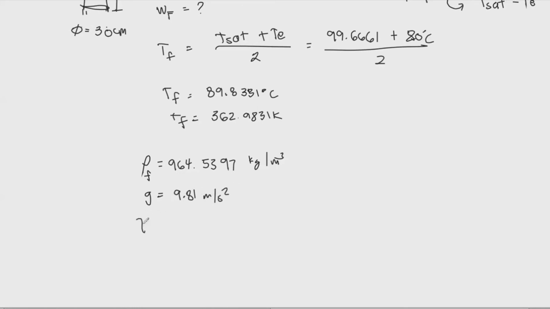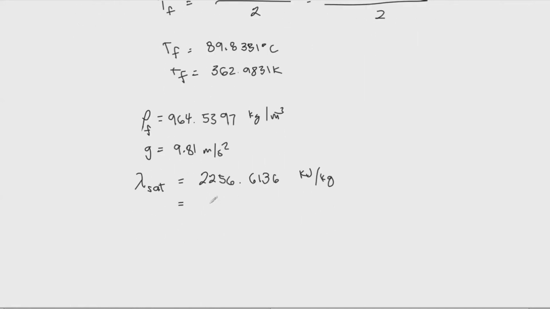And then we have the latent heat of vaporization at the saturation temperature. So I've already evaluated that. That's 2256.6136. That's kilojoule per kilogram. Now, if we need it in MKS, so we will have 2256613.561. That's joule per kilogram.